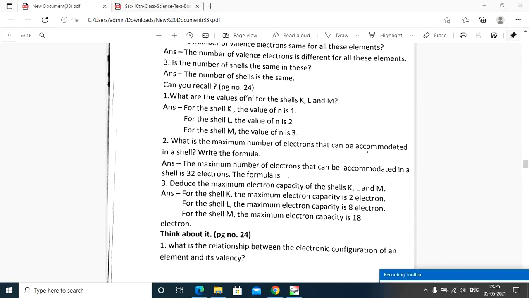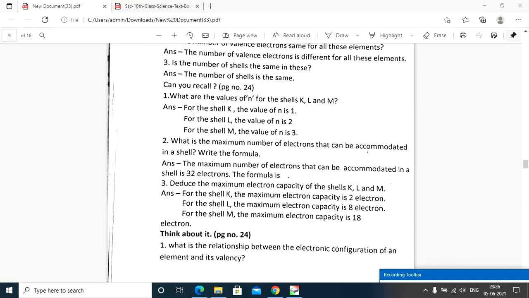So while moving from left to right in a period, each time one electron is added, and so the atomic size decreases. While moving from top to bottom, each time one new shell is added, so because of that the size increases.